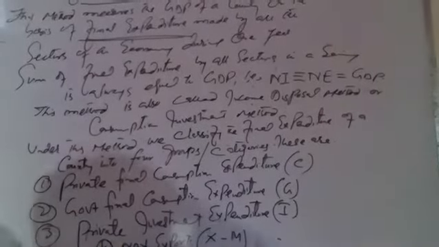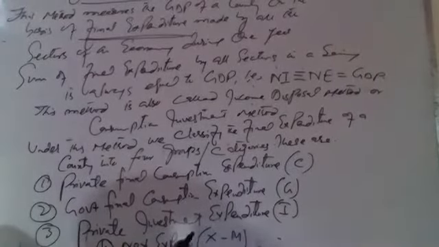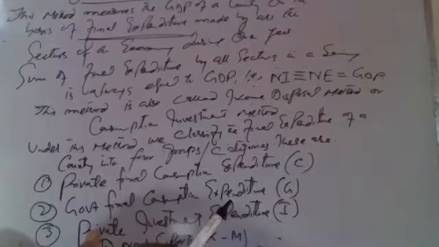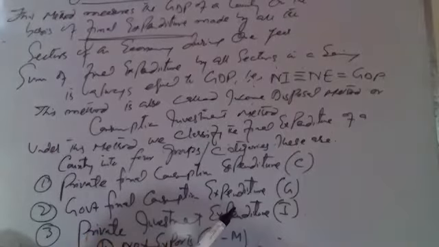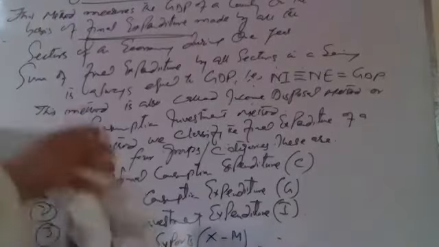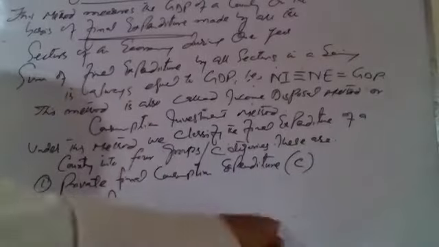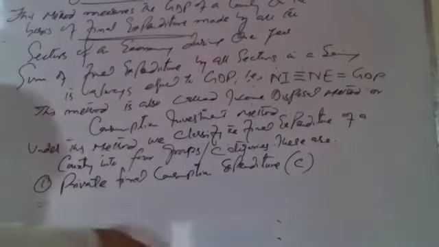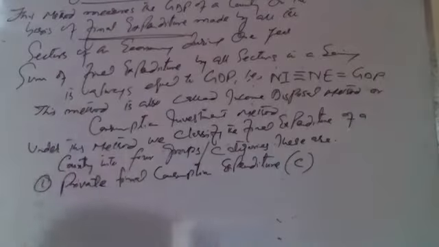What is C? Private consumption. What is I? Private investment. G is government consumption. Basically, I have changed the sequence of this a little.